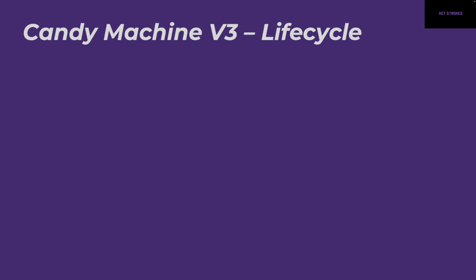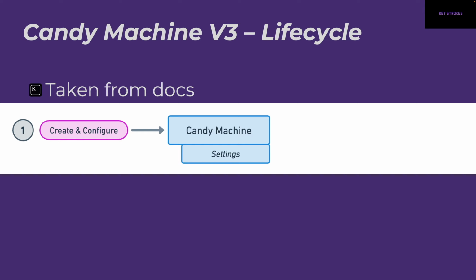So let's take a look at the lifecycle of Candy Machine V3. This has been taken from the docs, and I'll have the links to all the docs and the links I use in the description. So the first step is to create and configure a Candy Machine, which is pretty simple. You just create a Candy Machine and add some basic settings to it.